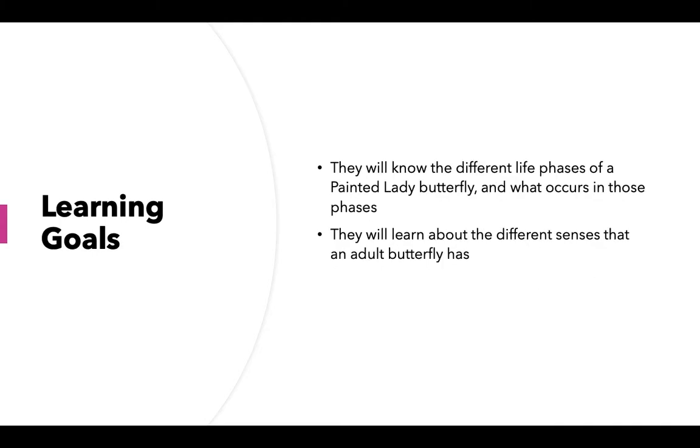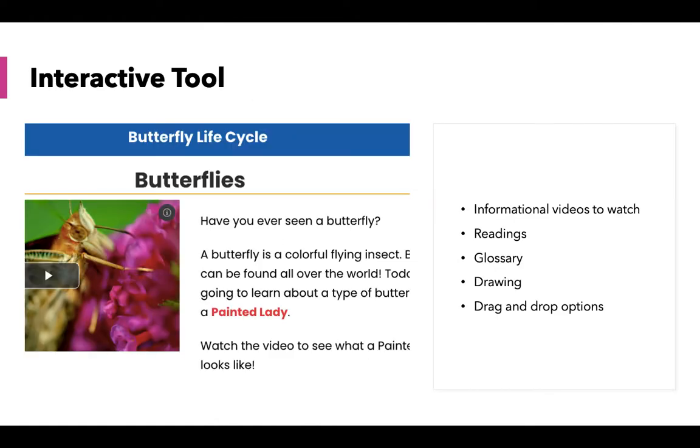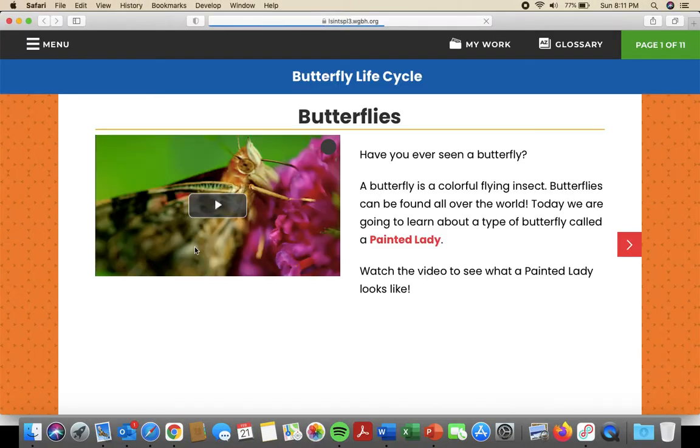So the learning goals: at the end of the lesson, the students will know the different life phases of a painted lady butterfly and what occurs in those phases. And they will learn about the different senses that an adult butterfly has, and also the body parts that make up a butterfly. So this is the interactive tool. It includes informational videos to watch, readings, a glossary, drawing, and a drag and drop option as well. So we'll go ahead and click on this.